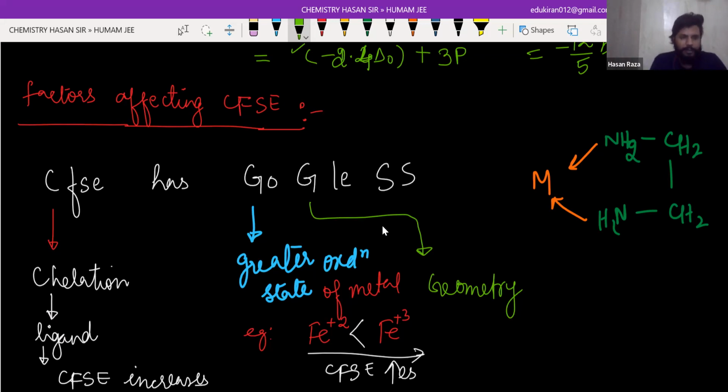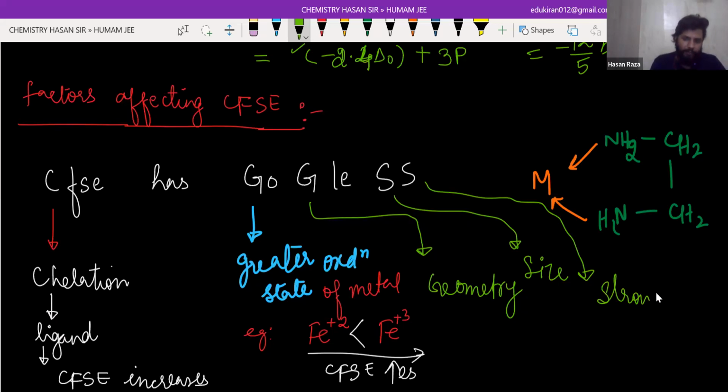Now the S here stands for size. More size, more CFSE; small size, small CFSE. Are you getting my point? And S stands for a strong ligand. If there is a strong ligand, then it will have more CFSE. A spectrochemical series, I will give you a spectrochemical series as well right now.